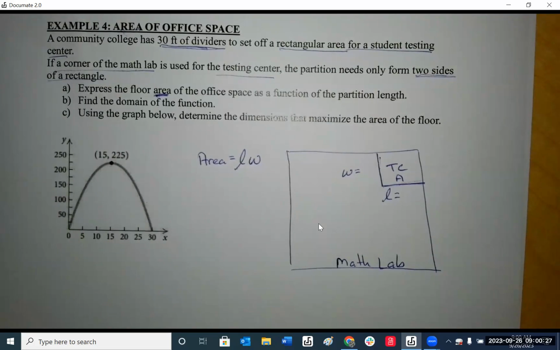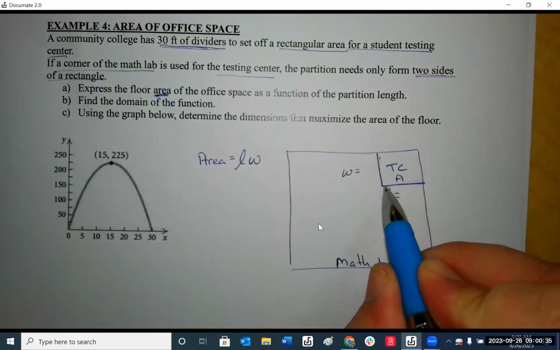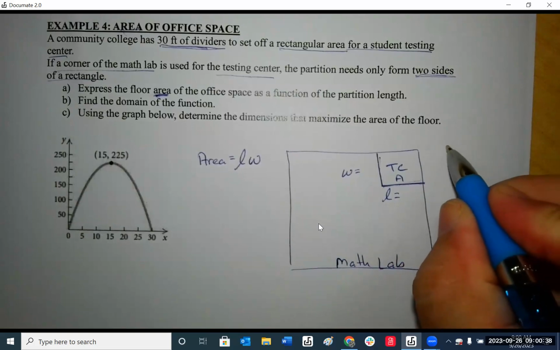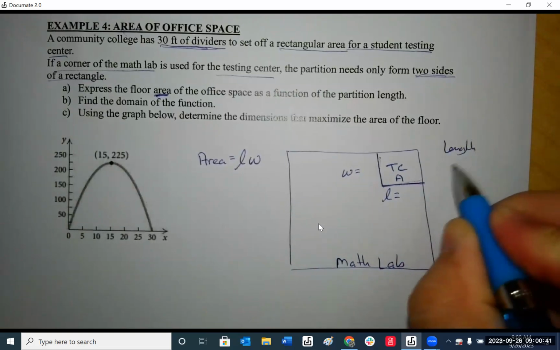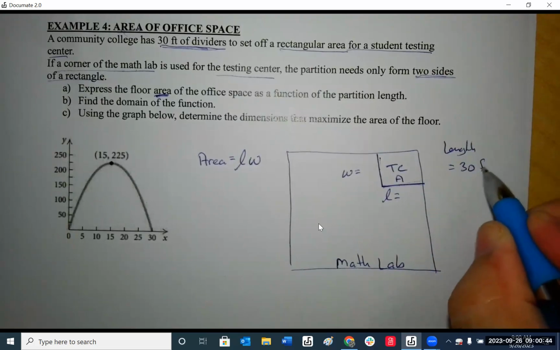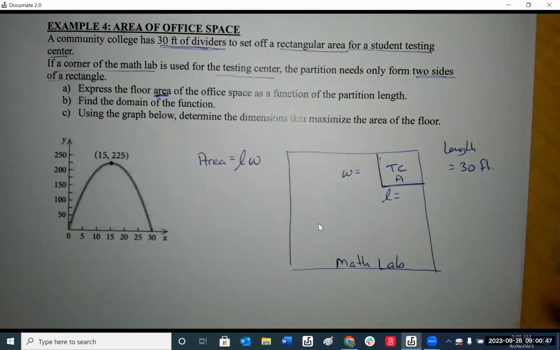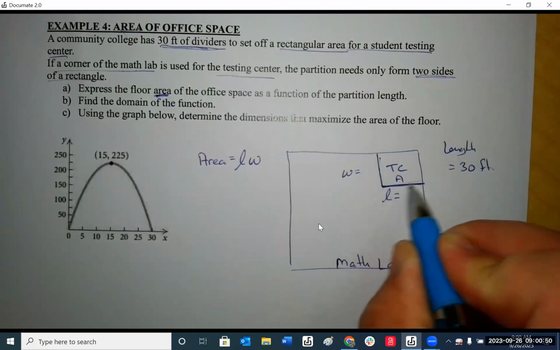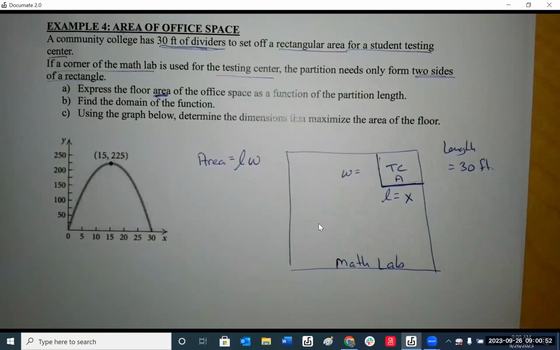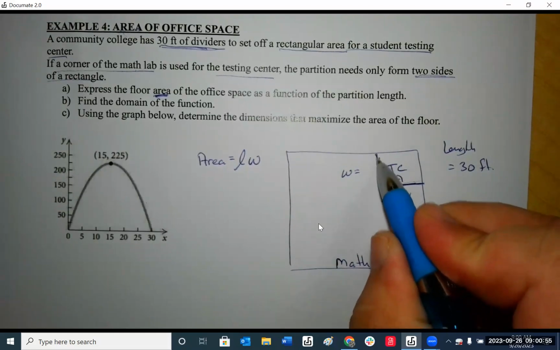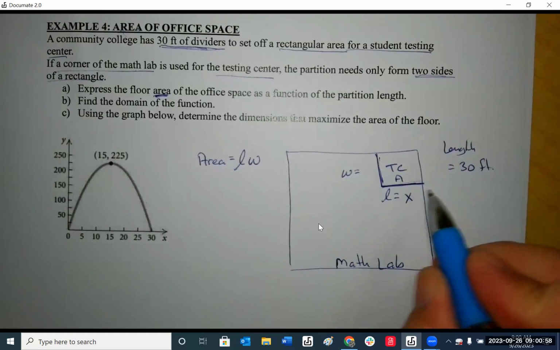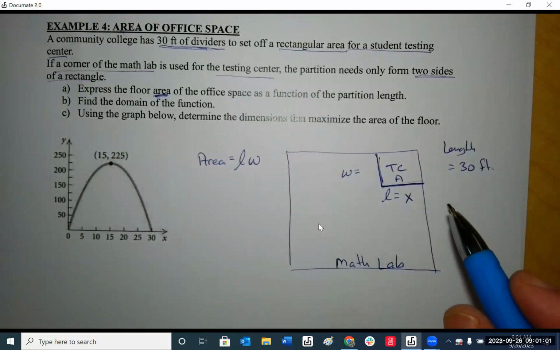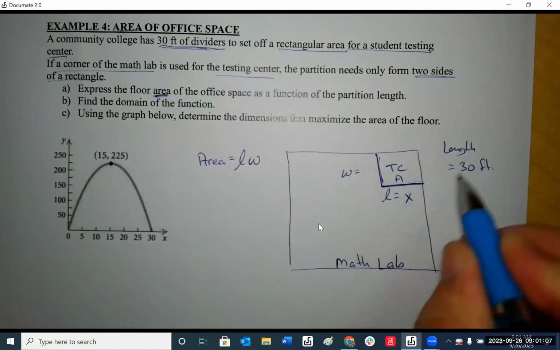Whenever you start off with this, we don't know these lengths. So since we don't know these lengths, the only thing we know is the total length is 30 feet. So if this side here is, let's say, X feet long, how long will this side be? If we took X feet from 30, what do we have left?